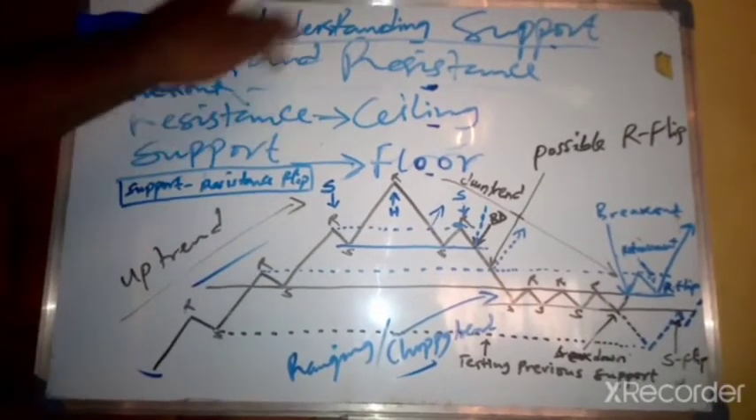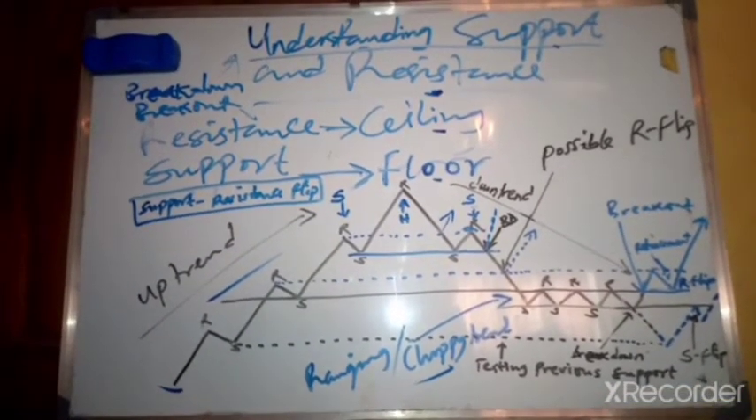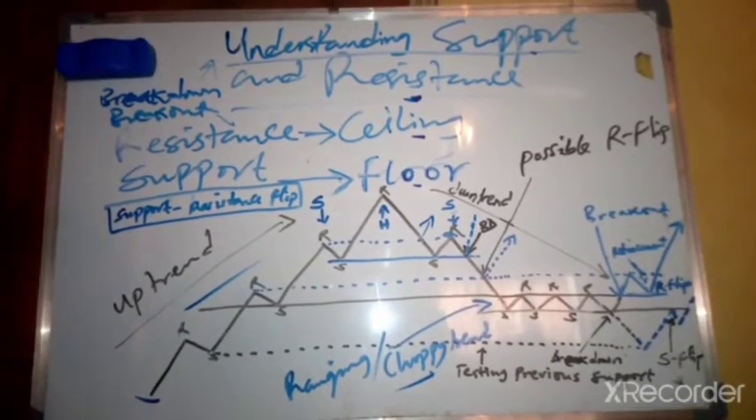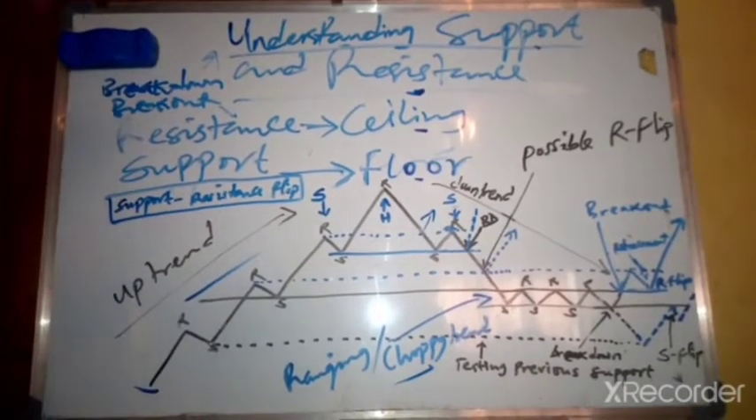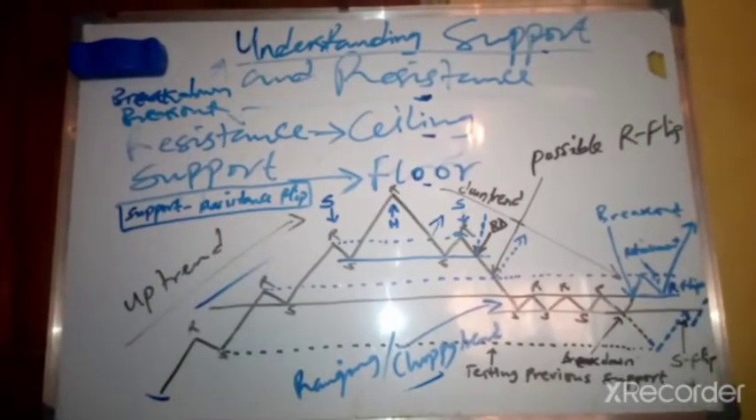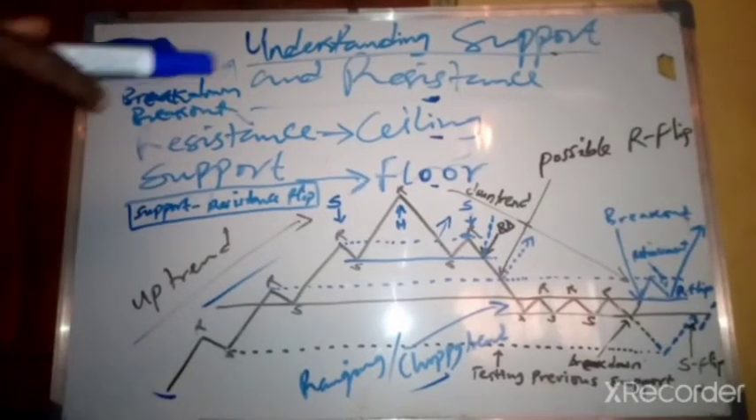The more a resistance and support is tested, the weaker it becomes, and all of that. Then understanding your trend, the trend the asset is taking at that moment. If it's an uptrend, a downtrend, a ranging or a chopping market, and it's not advisable to trade a ranging market except you're a professional trader. So with this now, you understand the concept of support and resistance.